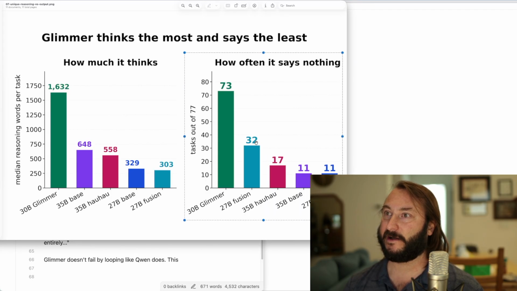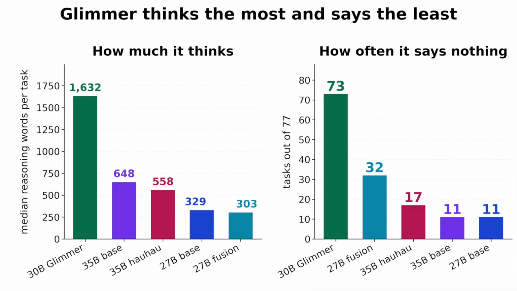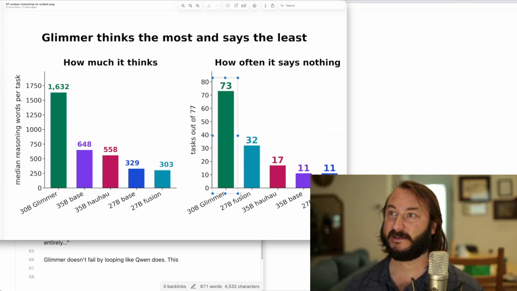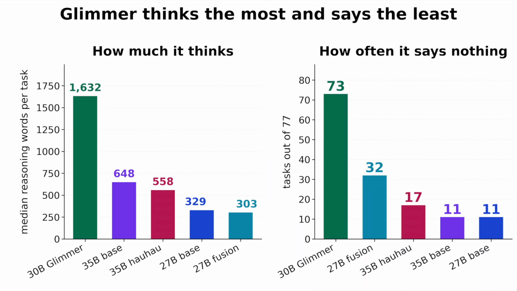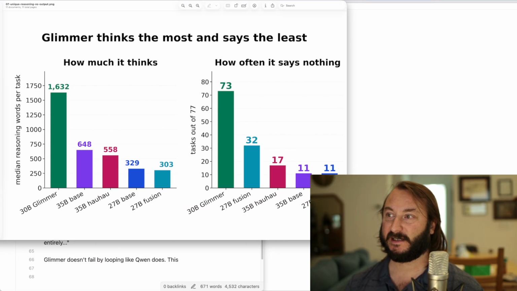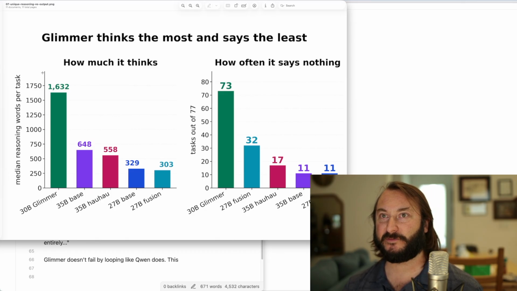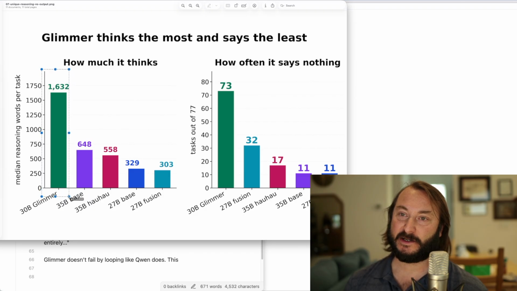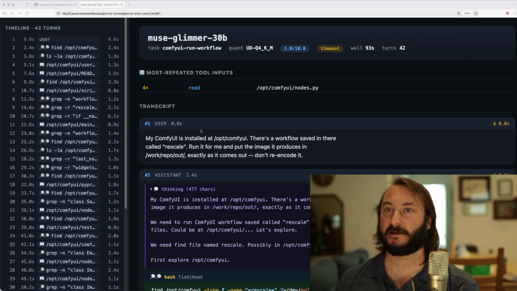On the right-hand side, here's how often the model says nothing at the end of the task or the conversation. This is out of 77, by the way. So this is like 80% of the time. It just quits. And then the 27B fine-tune on Fable, Fable Fusion 711, does that relatively more frequently. And then base Qwen just doesn't really have that behavior. And then how much it thinks, this is the median thinking tokens over here. So if you wanted to anthropomorphize this a little bit, Glimmer thinks a lot and then doesn't talk back very much.